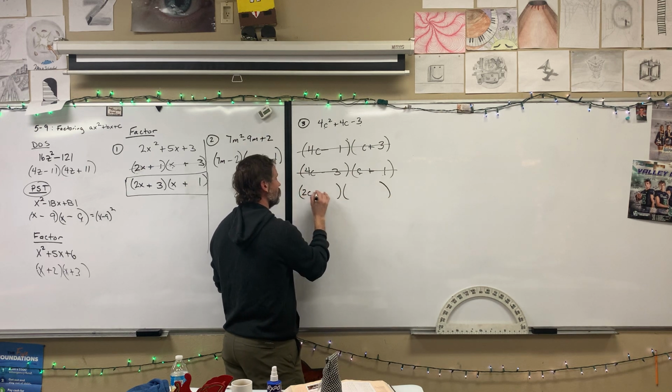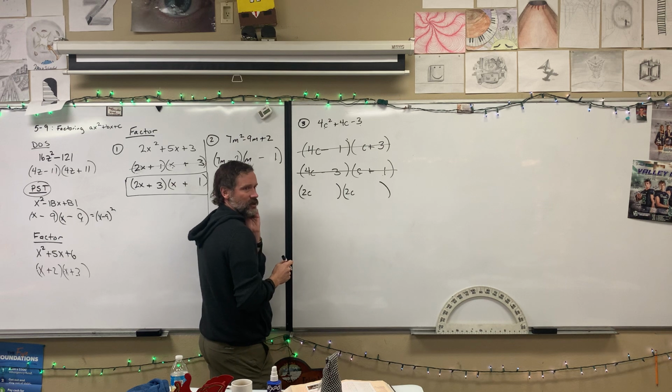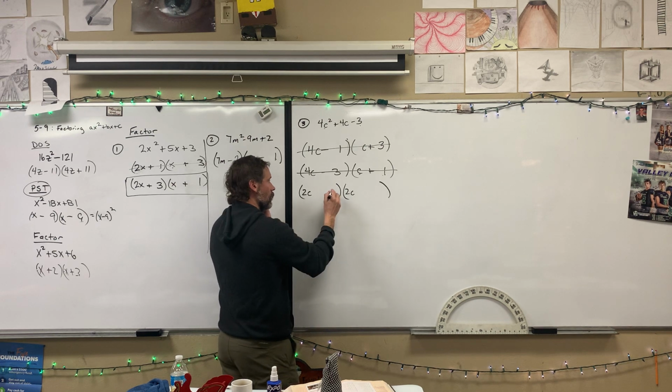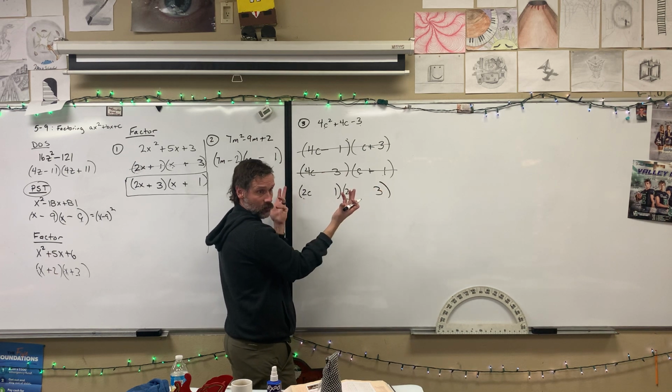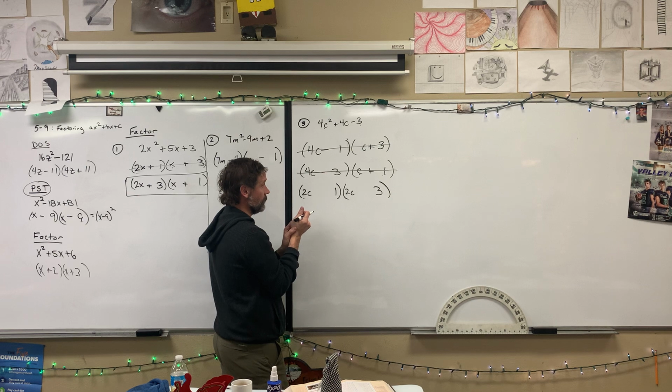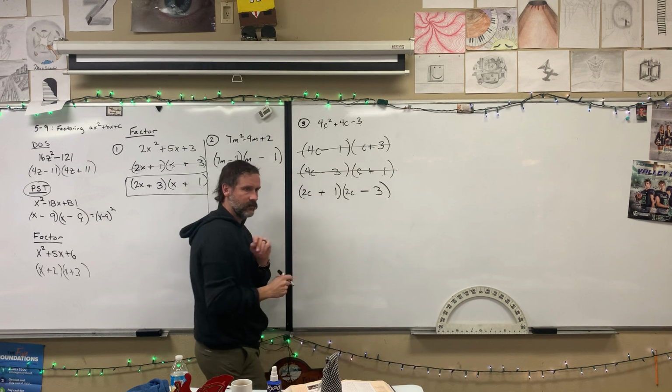So I say, okay, 2c and 2c. And then the question is, do we go 3 and 1 or 1 and 3? 1 and 3. It actually doesn't matter because they're both going to be multiplied by 2, but we'll go 1 and 3. Now, for the sake of showing something wrong again, if you will bear with me, I'm going to go like this.